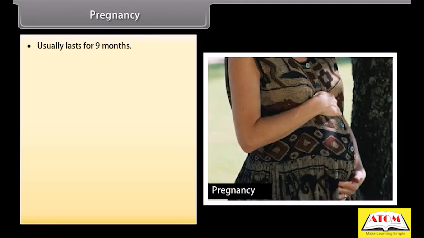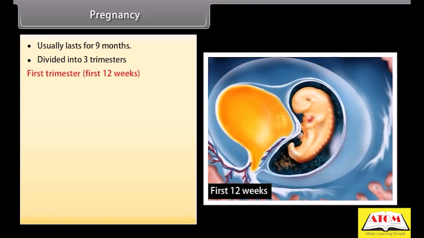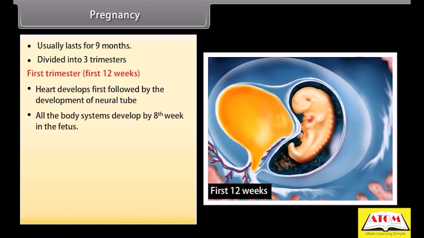Pregnancy usually lasts for 9 months, divided into 3 trimesters. First trimester, first 12 weeks. Heart develops first, followed by the development of neural tube. All the body systems develop by 8th week in the fetus.